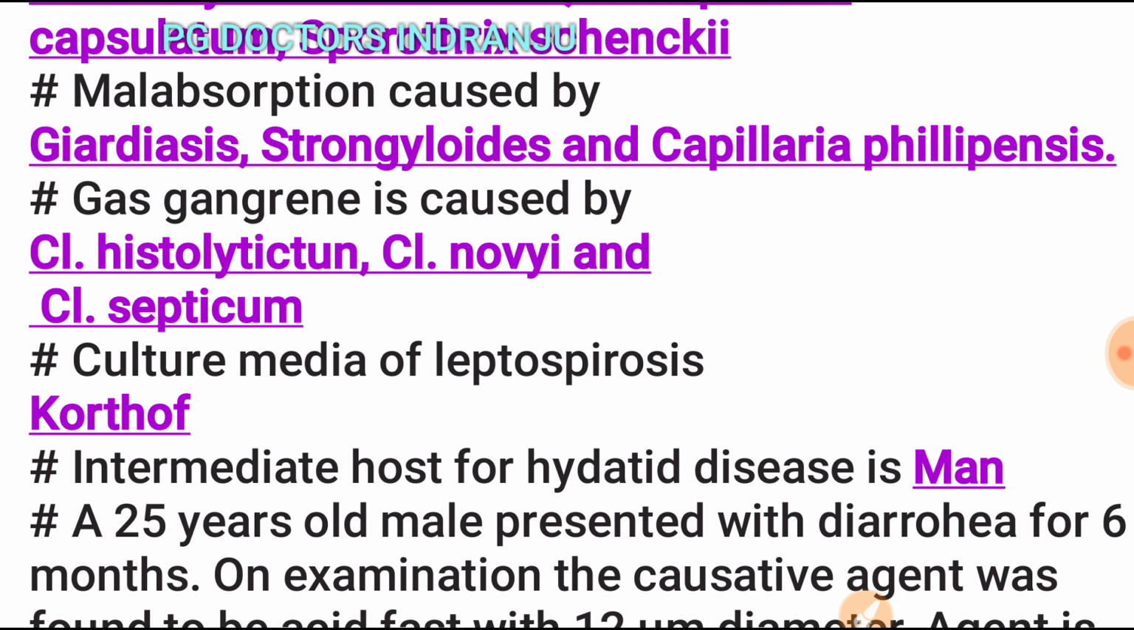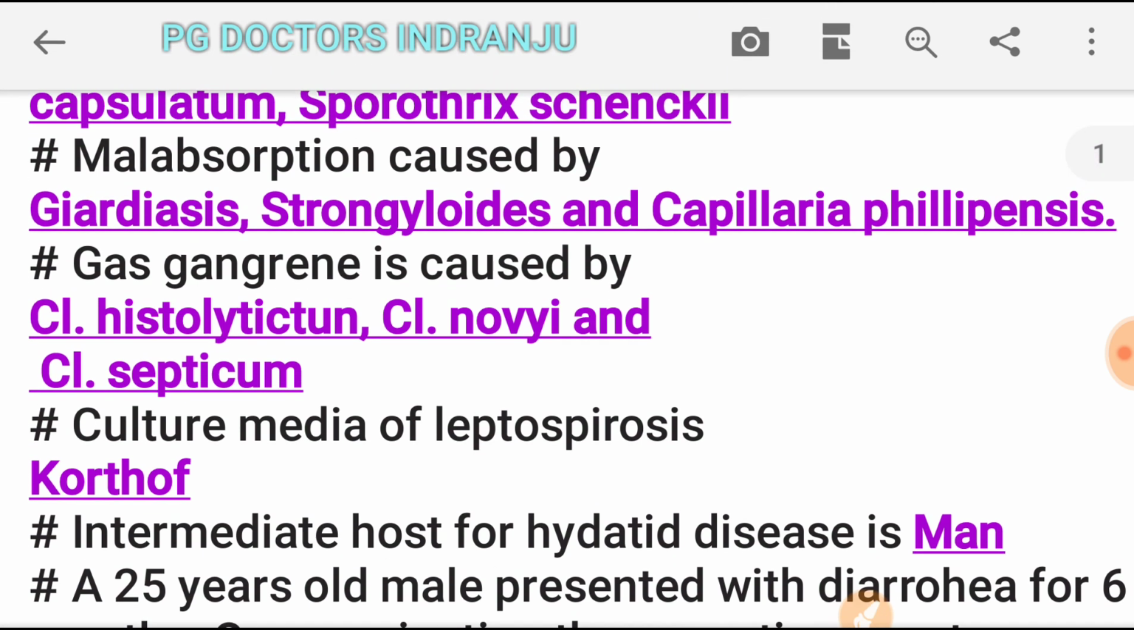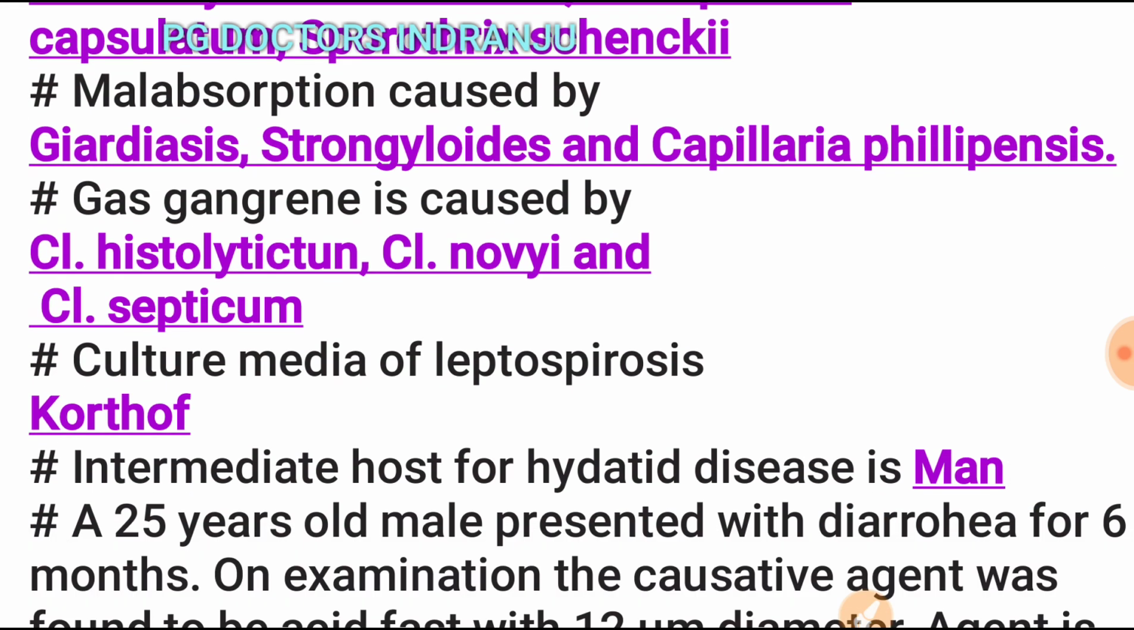These one-liner questions were asked in previous NEET PG, AIIMS PG, DNB, and FMGE. In all examinations, these are mostly asked questions.